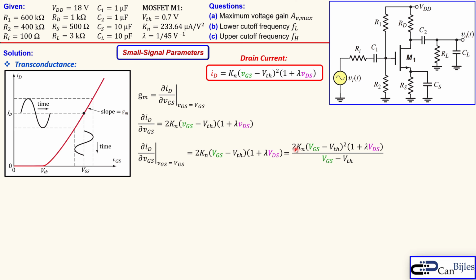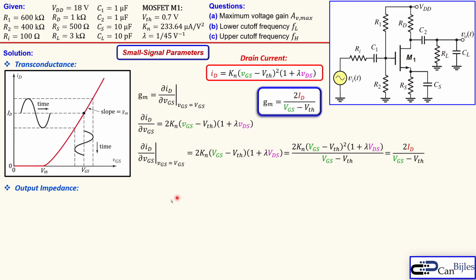Why is this necessary? You can see that this expression is this expression just with 2 times the drain current in the numerator. So you get 2 times the drain current divided by the VGS minus the threshold. This is just for convenience. And now we have an expression for the gm. Okay, that's nice. How about the output impedance?